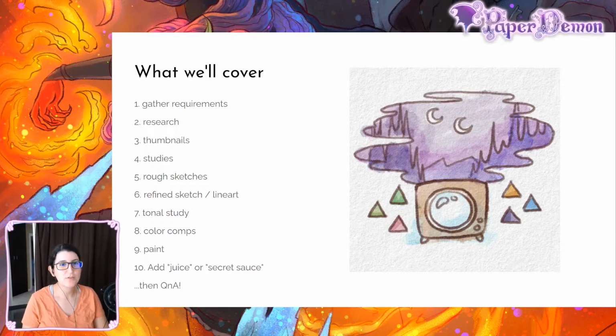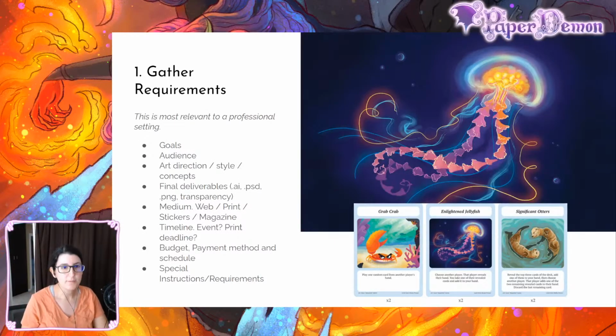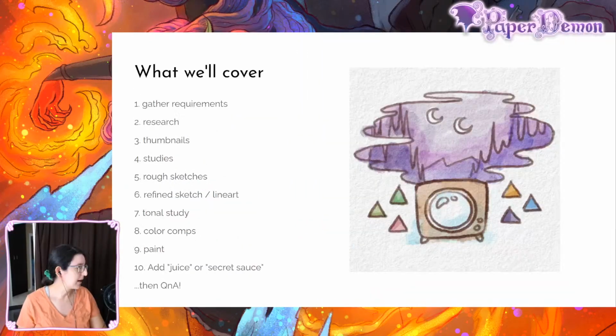I'm just going over the quick summary of what things we're going to cover in this talk. Okay, let's jump into it. What is number 1? Number 1 is gather requirements. You'll notice that, let me jump back real quick. You'll notice these first 2 stages, you're not even drawing anything yet.